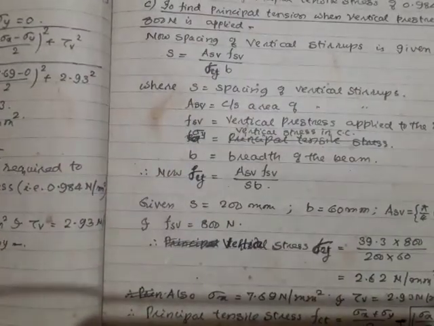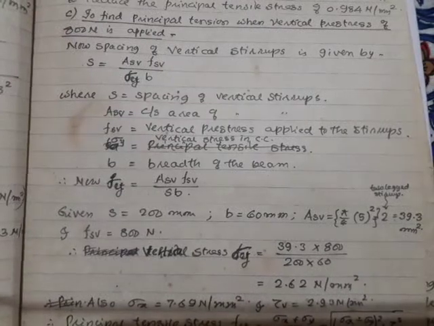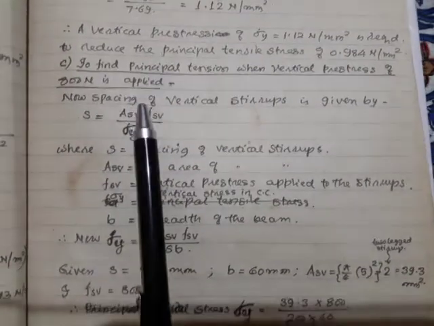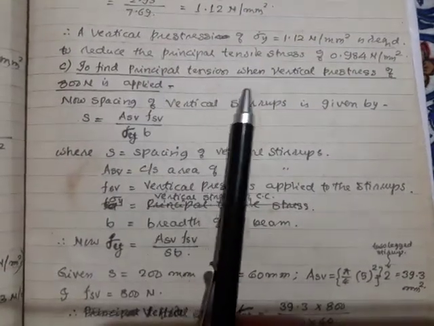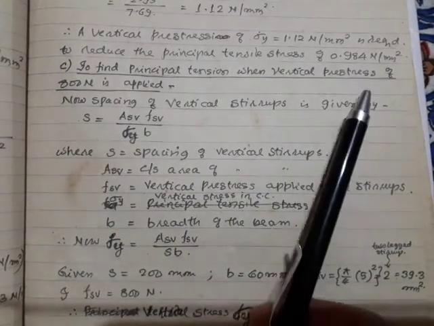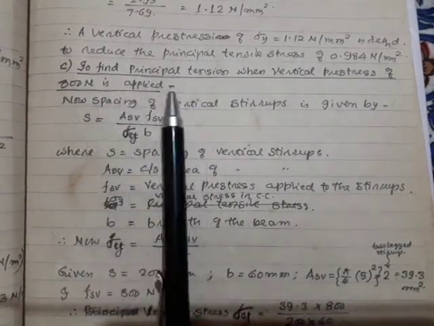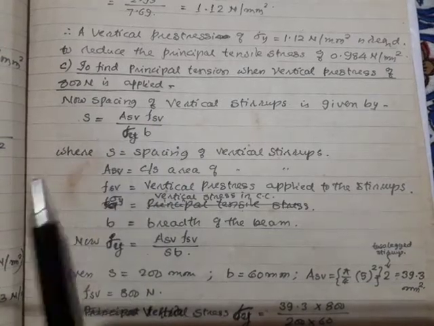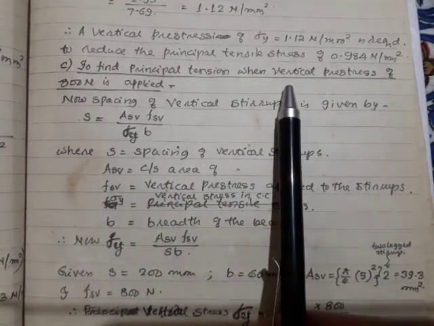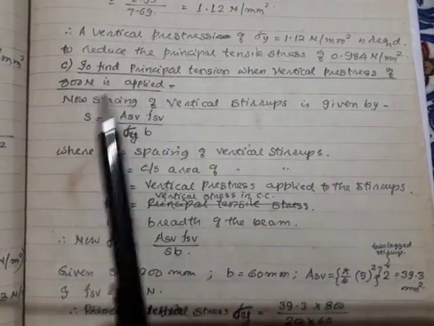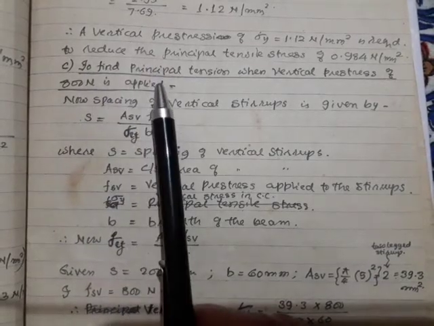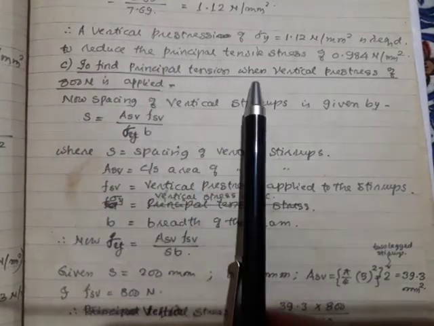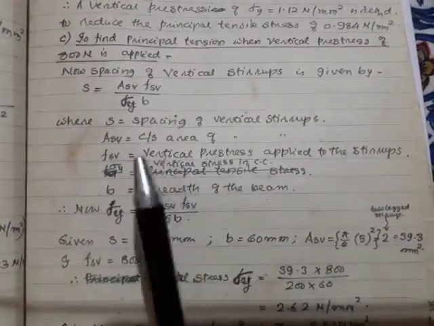Okay, now the third point he has asked is to find the principal tension when a vertical pre-stress of 800 Newton is applied. Suppose I apply a vertical pre-stress of 800 Newtons, then how much is the principal tension? That is what he has asked. So now let us see how it can be solved.